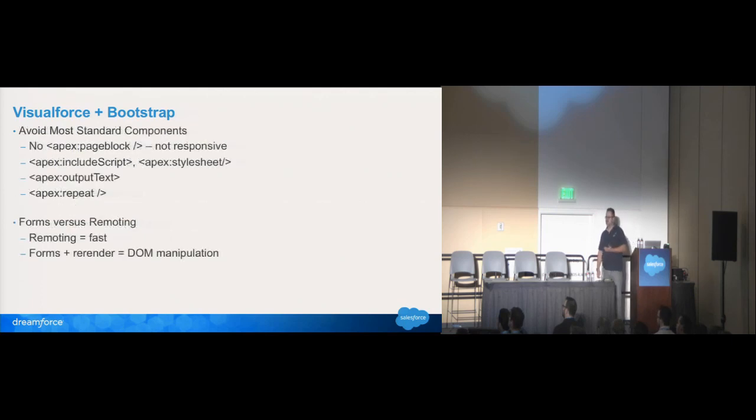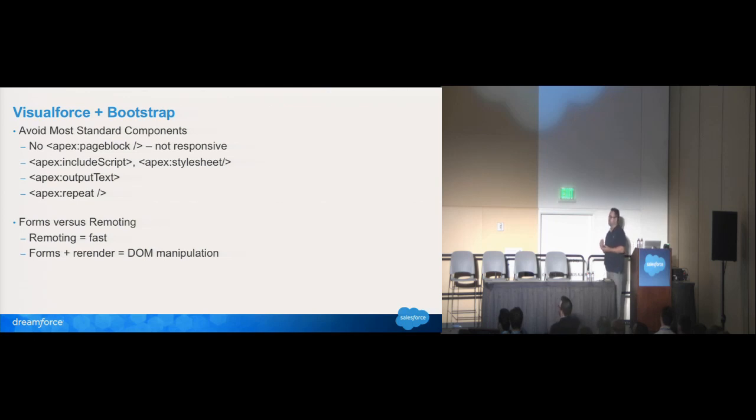When you're combining Visualforce and Bootstrap, you want to avoid most of the standard components that actually render a particularly styled version of HTML. So things like page block sections, page block tables, you don't want to use those because they're not responsive. What happens is as the device shrinks, they'll narrow to a certain point, and then they'll just cut off, and the user will have to scroll around.